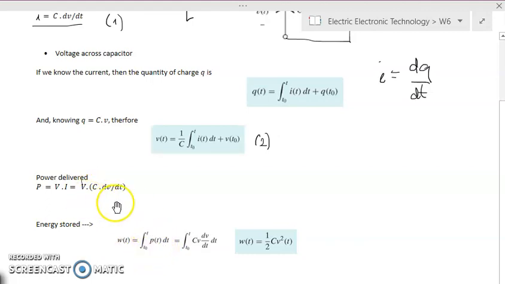So what we need to do is just integrate the equation of power, so it becomes the integral of CV dV over dt dt. C is a constant, so we can take C out when we integrate. We can cancel the dt. The integral of V dV is V squared over 2. That leads us to the final equation of energy stored, equals half C V squared of t, or simply half C V squared.